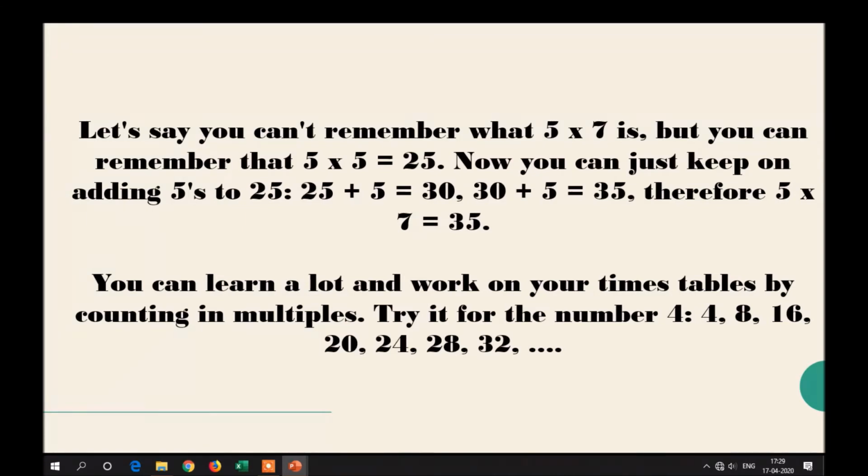You can learn a lot and work on your times tables by counting in multiples. Try it for the number 4: 4, 8, 12, 16, 20, 24, 28, 32 and so on.